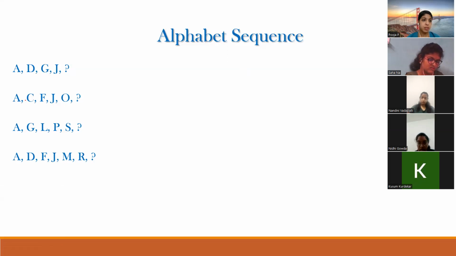They have given A and D as your first terms. So A, B, C, D. The third letter after A is D. So you have plus 3.